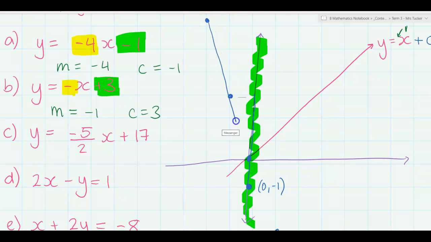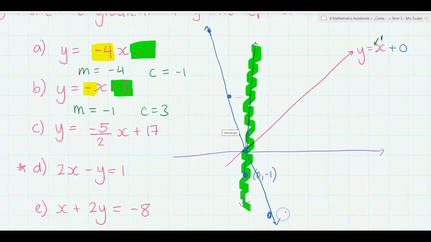So it's going to look like the gradient is 4, which is a pretty big number, and it's going to be negative, which means it starts in the top left and goes down to the bottom right.